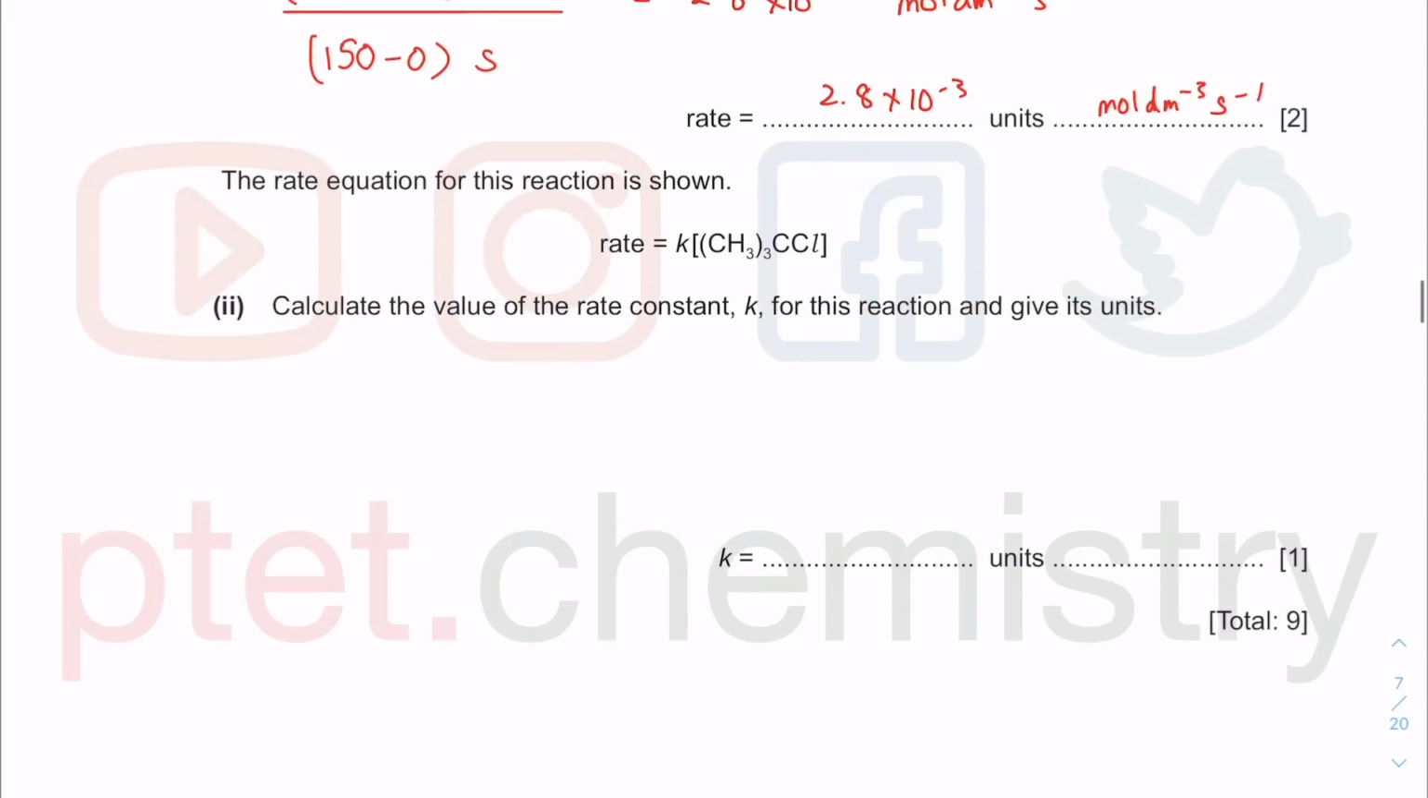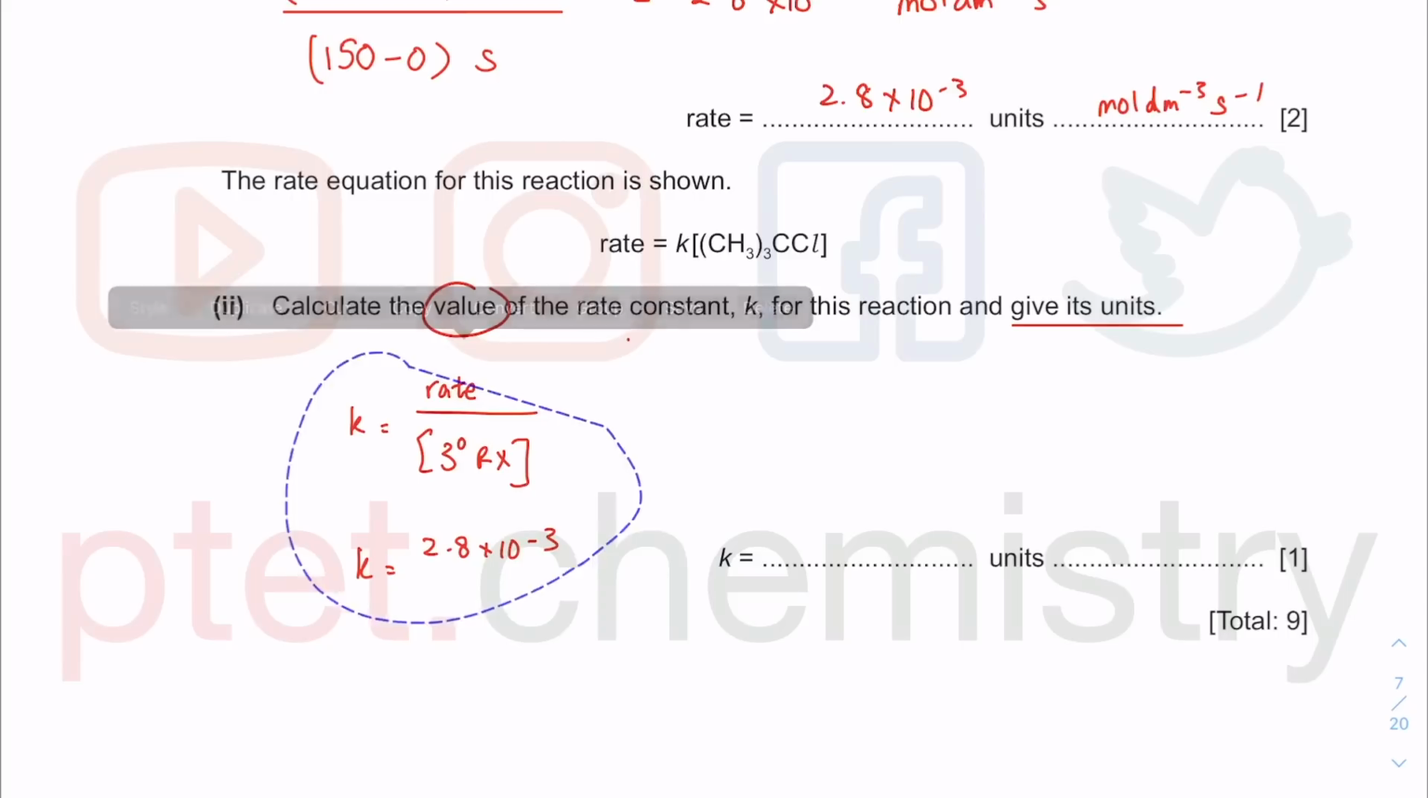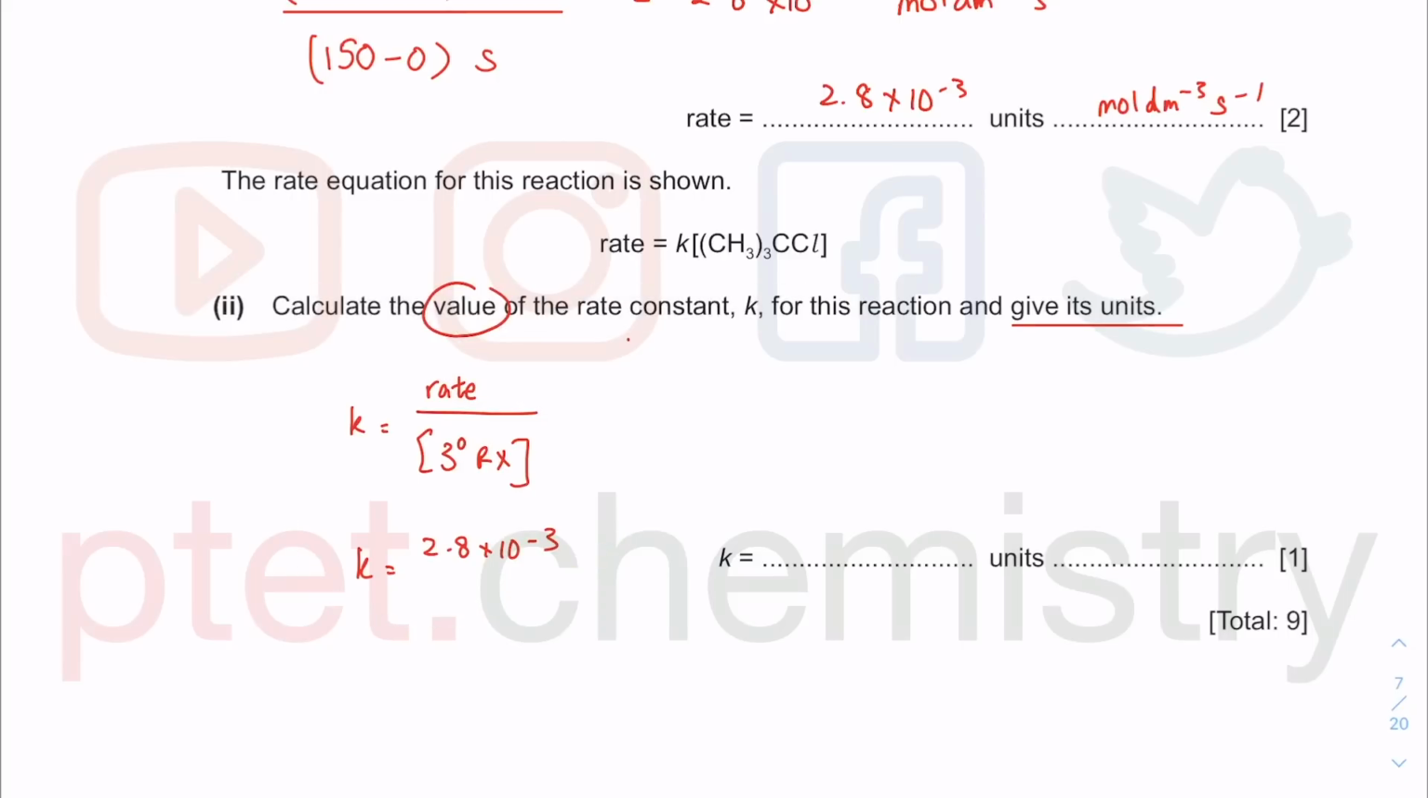The next thing, we are told that this comes down to this rate equation. So calculate the value and give the unit for the rate constant. Pretty stingy of them to give only 1 mark. But then k is equal to the rate divided by the concentration of the tertiary halogenoalkane, which is basically this thing here. So we have the rate, which is 2.8 times 10 to the minus 3. And the unit there is going to be mole per dm cube per second.